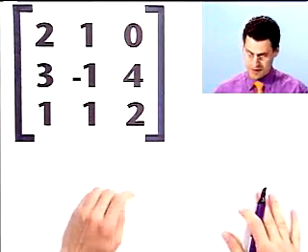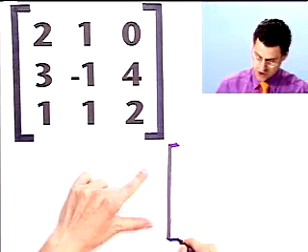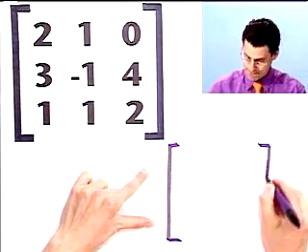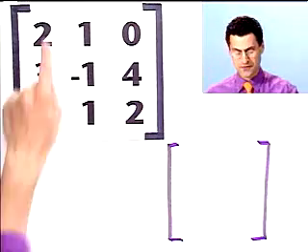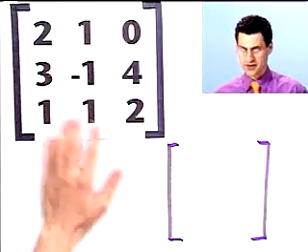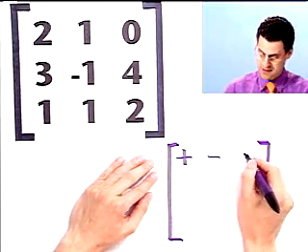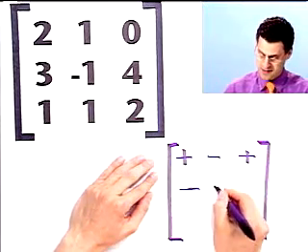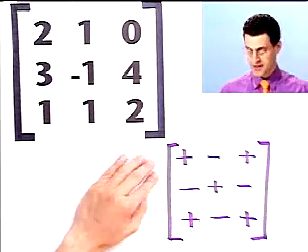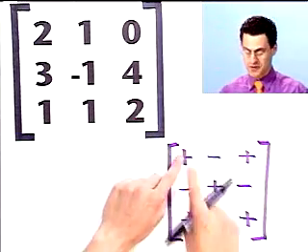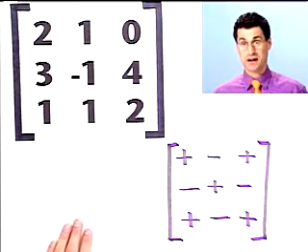So the first thing you have to remember is to make a little sign chart. And it's easy to make the sign chart. You just put in a sign for each position of the matrix, and you start with a plus and you alternate. So plus, minus, plus, minus, plus, minus, plus, minus, plus. So you made a little sign chart. It's always the same thing. You start with a plus and alternate as you go through. So you get something like a checkerboard.